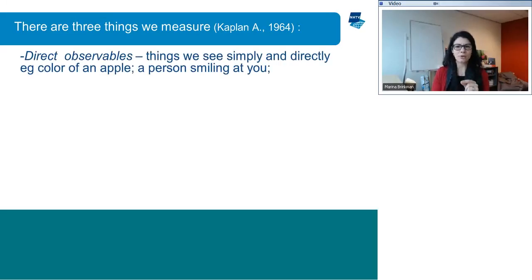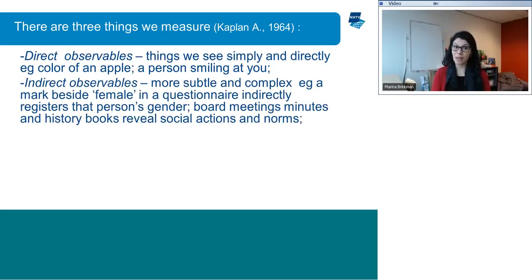First, he talks about direct observables, things that we simply see directly. Color of our eyes, color of a vegetable, color of a fruit, the color of an apple, or color of our eyes can have different values, right? You can have brown eyes or blue eyes or green eyes. A person smiling at you is also a quite direct observable. A person either smiles or does not smile at you. That's something that you can directly observe and measure.